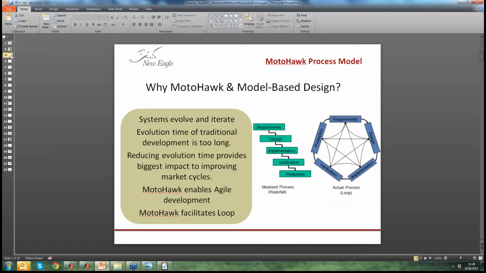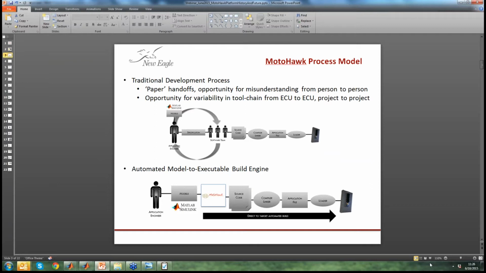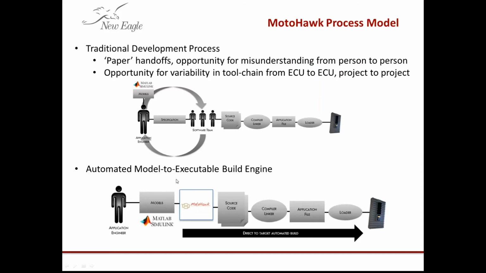So to go back, early in our PowerPoint, we talked about this automated model to executable build engine, and you've got the application engineer sitting all by himself on the left here. Hopefully the use of the tools that we went through illustrates how you can jump through each part of the evolution cycle and do your application work without having to do the churn during each evolution of handwriting paper specifications and handing them off to a software team for iteration.